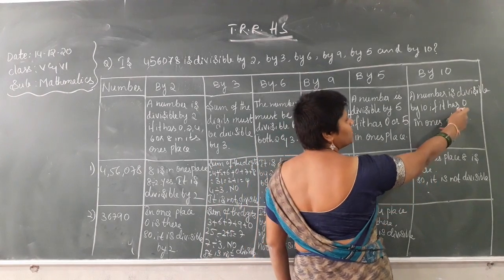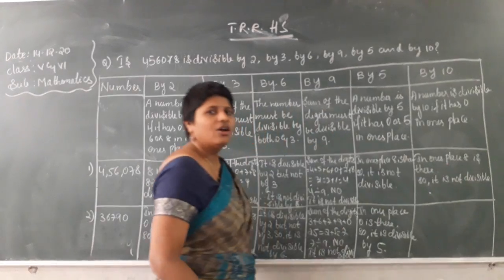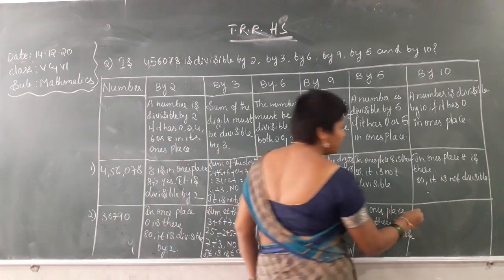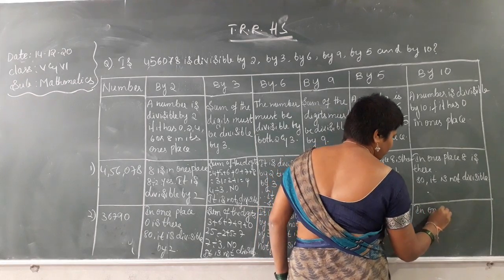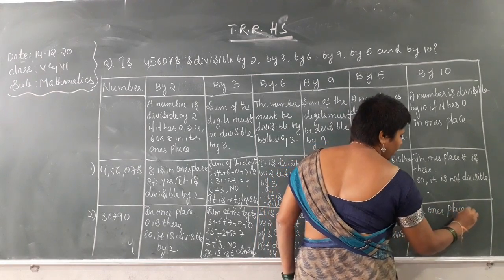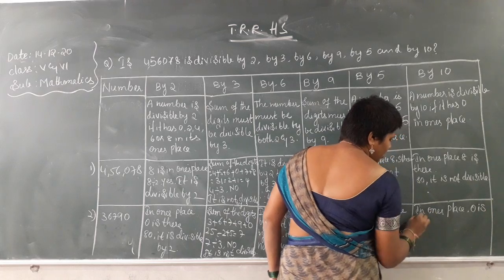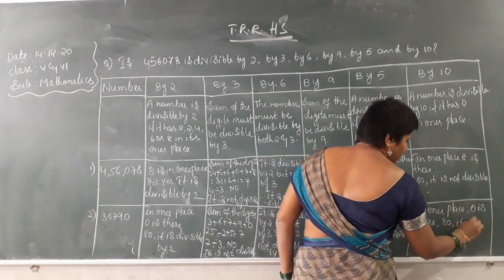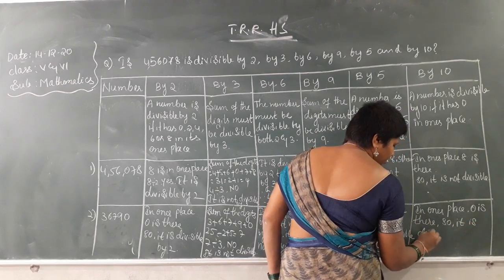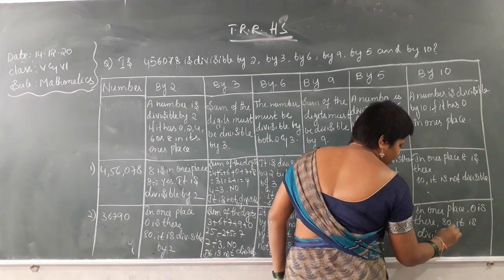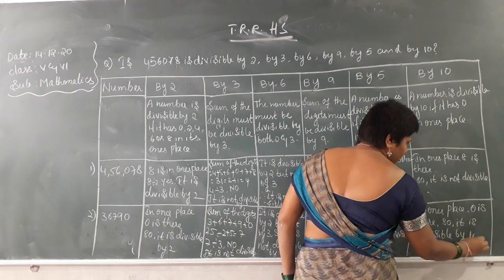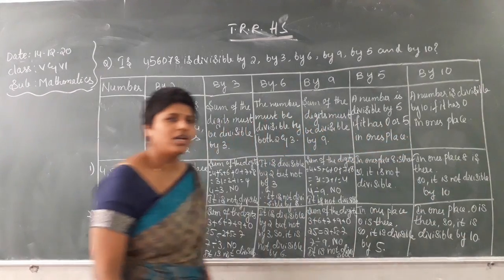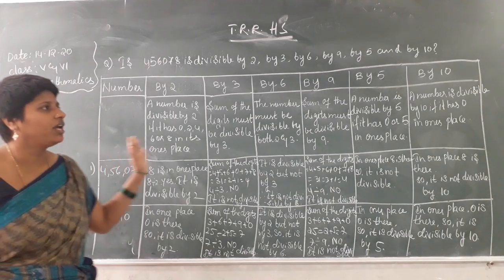Here also, what must be there? 0 must be there in ones place. So already here what is there in ones place? 0 is there. So in ones place, 0 is there. So it is divisible by 10. Okay. So this is how you have to form a table.